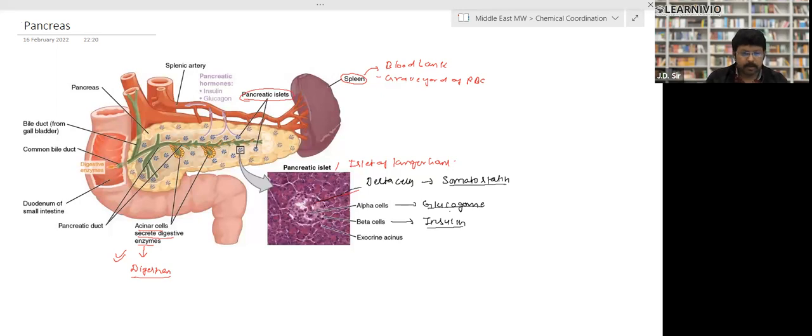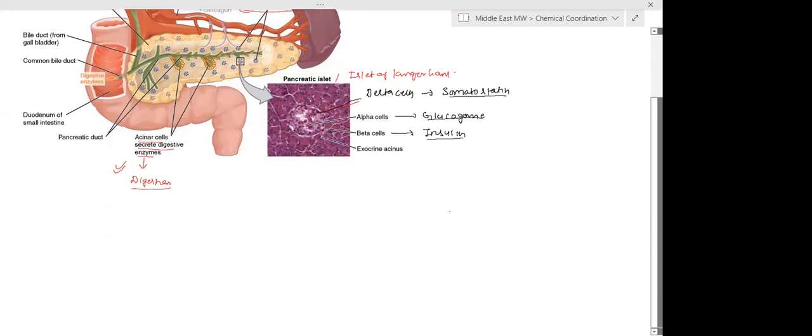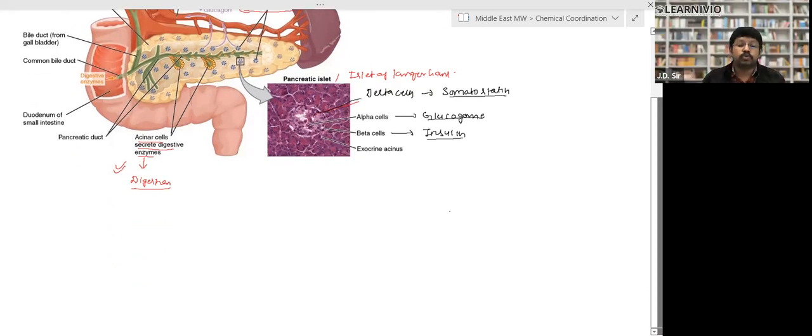Next, pancreatic polypeptide cells are also found which inhibit the release of digestive juices.